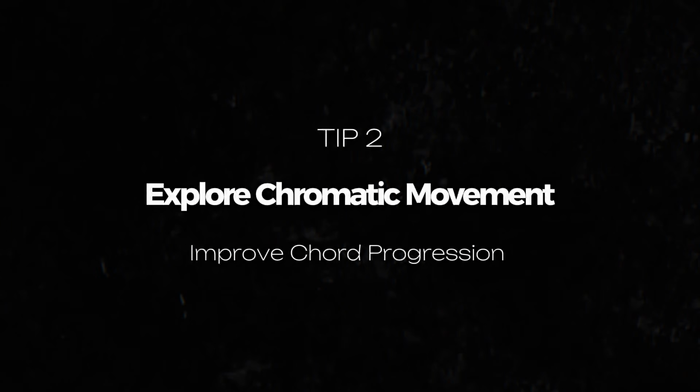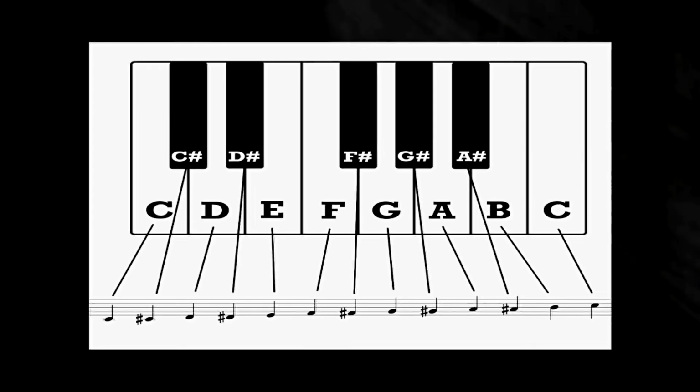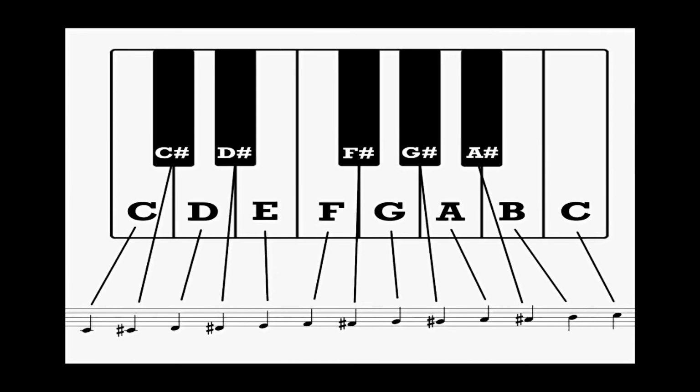The second thing you can add to your chord progression to bring it alive from boring is to explore chromatic movement. Of course, I don't know if this is too much of a term to use, but yeah, it's to explore chromatic movement. So when we talk about chromatic, you first need to understand what a chromatic scale is. This is what a chromatic scale looks like. It uses all the notes on the keyboard.